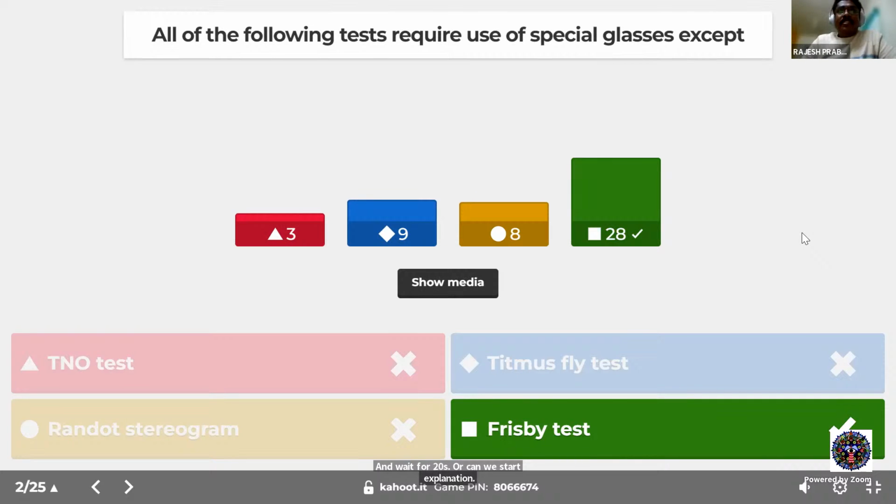I am surprised to see still a few wrong answers in this question. TNO is a test which requires special red-green glasses. It works under the principle of anaglyphy. Titmus plate test needs special glasses in the form of Polaroid glasses. Randolph stereogram is also another test which uses red-green glasses. Frisby and Lang test are the two stereo tests which don't require any special glasses, which can be done with the naked eye. 28 have given the right answer.